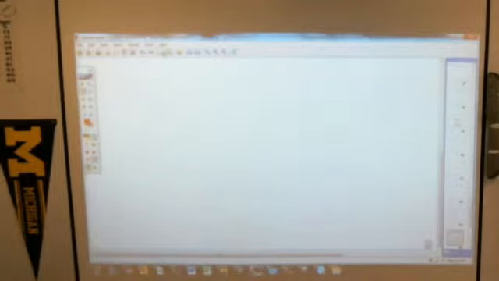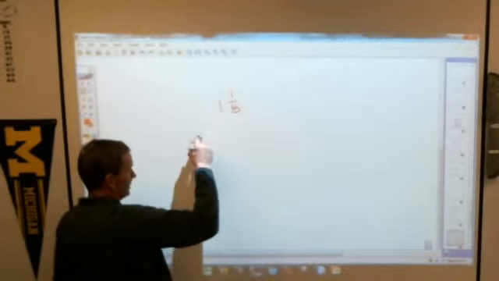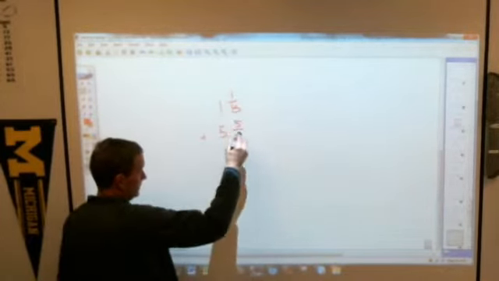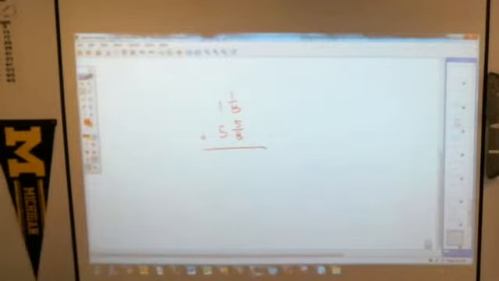Well, here's a problem from the book. 1 1/8 plus 5 5/8. I'll have you do that problem for me right now. See if you get the same answer that I get. 1 1/8 plus 5 5/8. Remember, anytime you see a fraction now, you always have to say, can I reduce that by something?